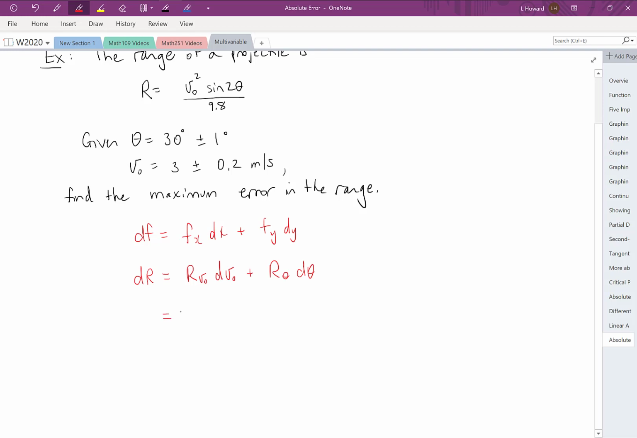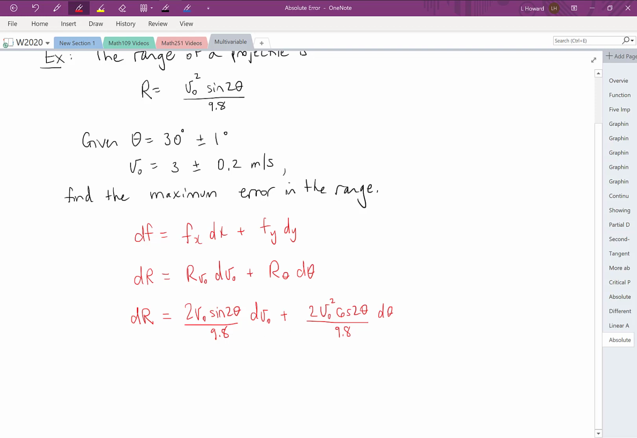So let's try our calculation. We're going to take the partial derivative of the range with respect to the initial speed. So that's going to give us 2v0 sine 2 theta over 9.8. Remember, theta is just a constant when we're differentiating with respect to v0, and then that will be multiplied by dv0. Plus, now we'll take the partial with respect to theta. We're going to have v0 squared. Derivative of sine 2 theta is 2 cos 2 theta. That's still divided by the constant 9.8, and that's going to be times d theta. Okay, and that is giving us our dr.